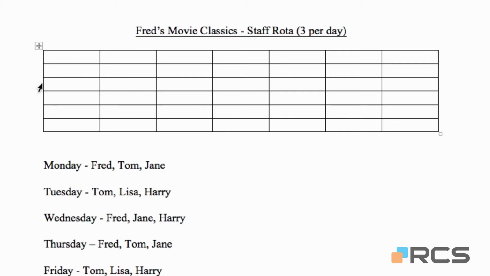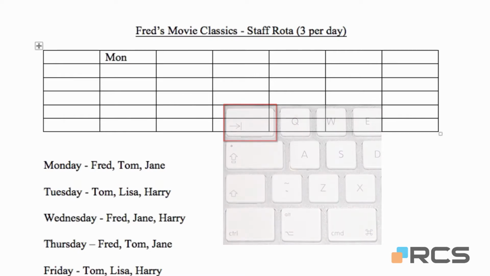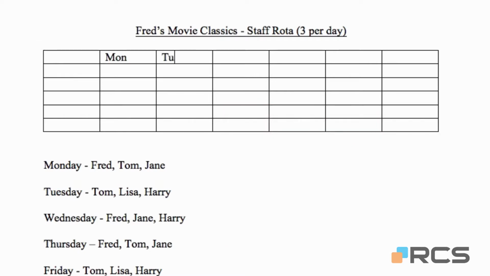But first of all, I'm going to move to the second cell by pressing the Tab key. And now I'm going to enter my days of the week, the abbreviated versions. I'll type MON for Monday, tab across to the next cell again, type in TUES for Tuesday, tab across again, WEDS for Wednesday, tab across again, and tab across finally, and SAT for Saturday.